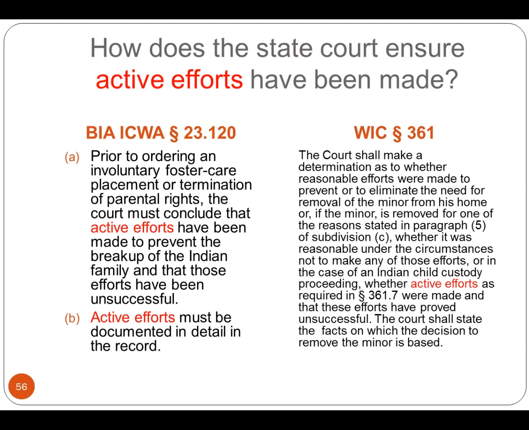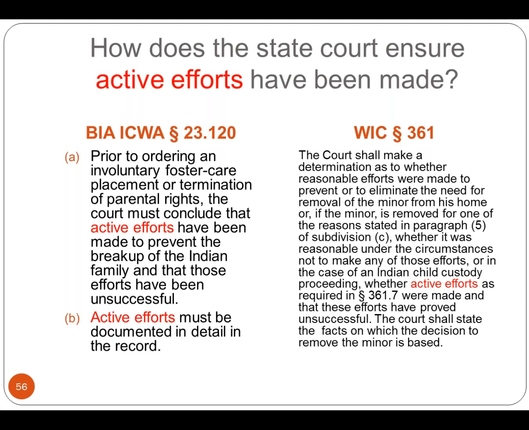How does the state court ensure active efforts have been made? Well, BIA Regulation 23.120 tells us that before ordering an involuntary foster care placement or terminating parental rights, the court must conclude that active efforts have been made to prevent the breakup of the Indian family and that those efforts have been unsuccessful. Active efforts must be documented in detail in the record. Very important.